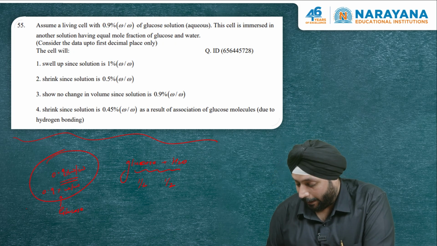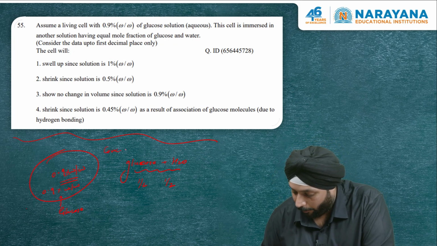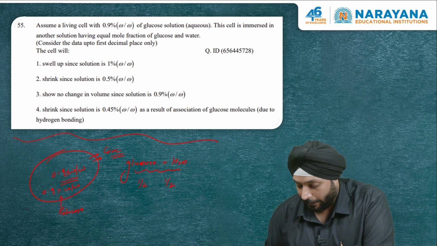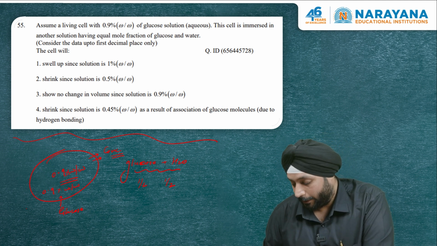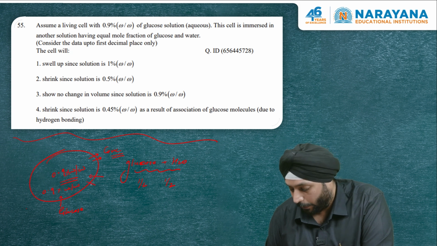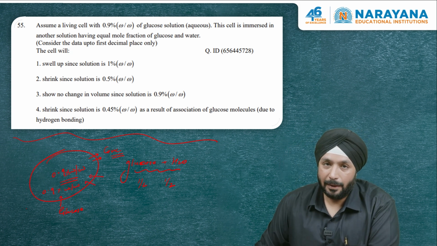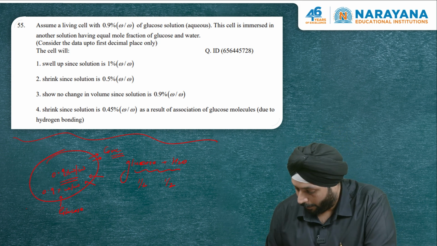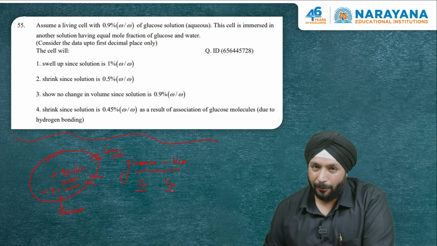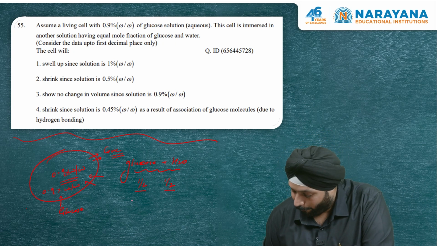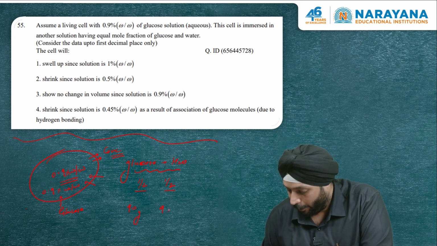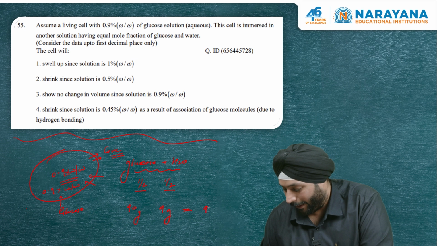Now we should understand that if the concentration of the environment is higher, the solvent will flow from the lower concentration region to the higher concentration region, and the cell will shrink. If the concentration outside is lower, the solvent should go inside the cell and the cell should burst. So you have to check whether the concentration outside is higher or lower. It's very simple. If the number of moles is the same, take half mole. Glucose half mole is equal to 90 grams and half mole of water is equal to 9 grams. So the total mass of solution comes out to be 99 grams.